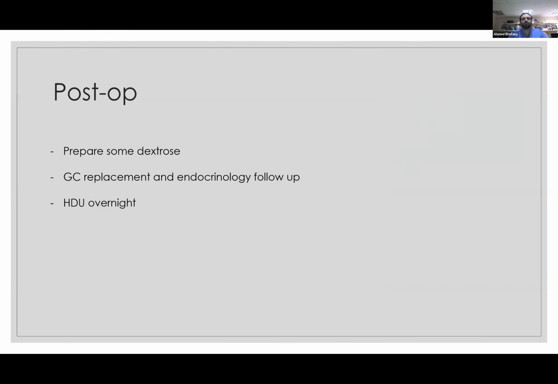Post-operative, remember to prepare some dextrose, because once you remove the adrenal glands, they usually become hypoglycemic. So we replace that with some dextrose until they recover. Glucocorticoid replacement, as we mentioned before, especially if we are talking about bilateral adrenalectomy, and keep them on high dependency unit overnight. That's it from me today, and thank you for listening.